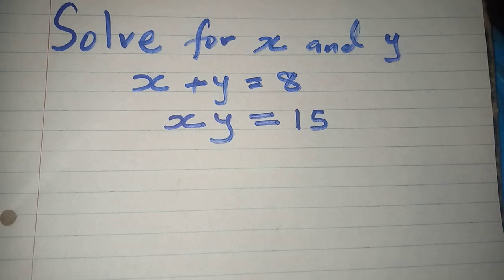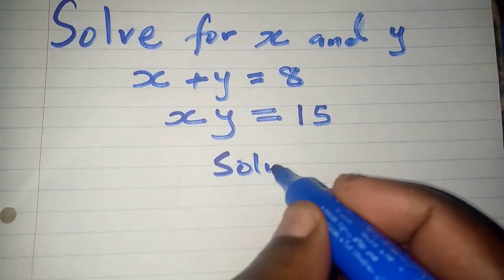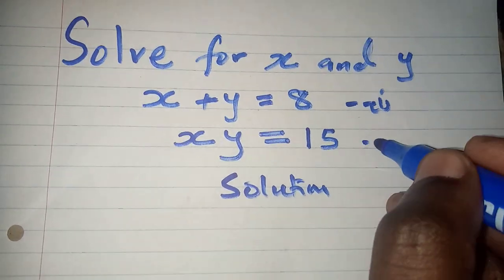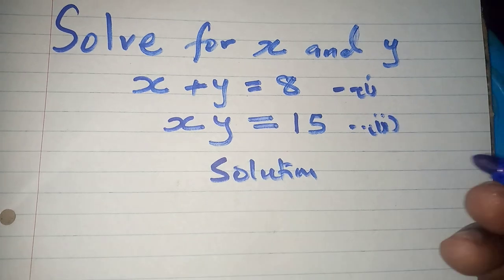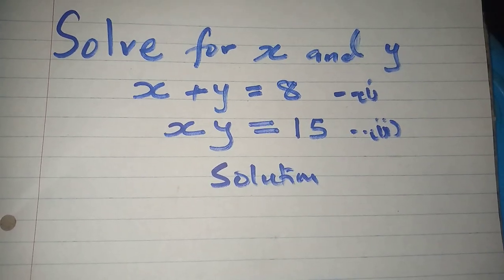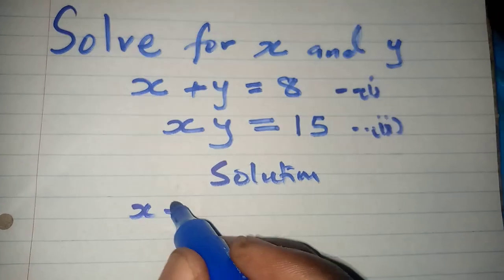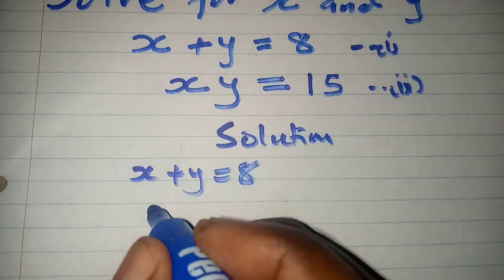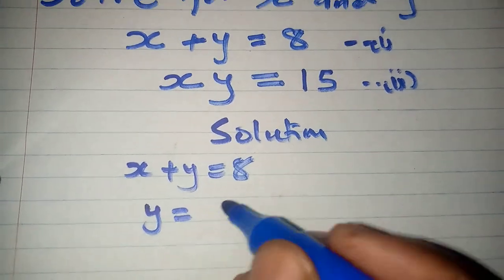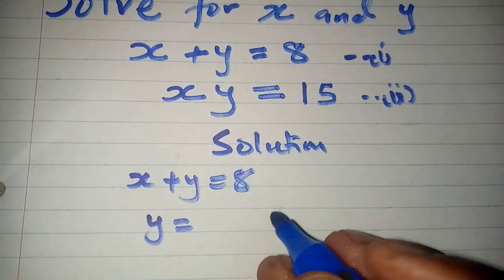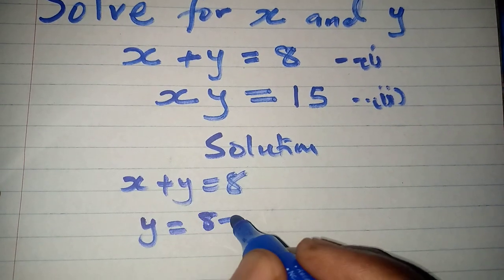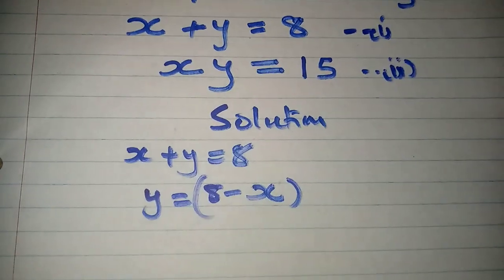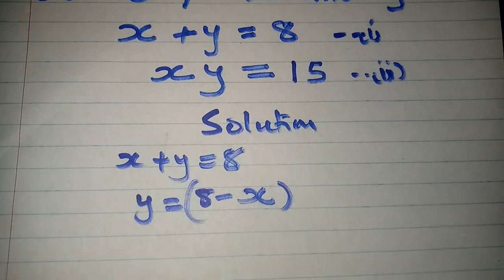Remember to comment on the solution part. I'll call this equation 1 and this is equation 2. So using equation 1, I'll make y the subject. So if I take y, then I'll take x on the other side as 8 minus x.